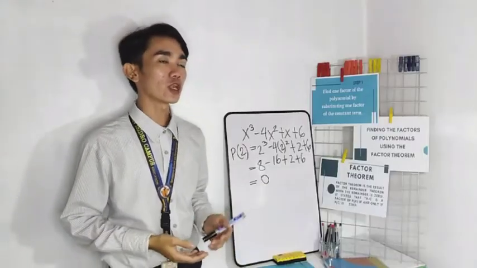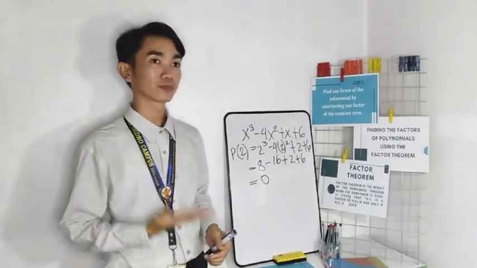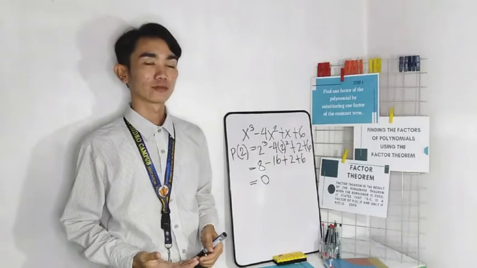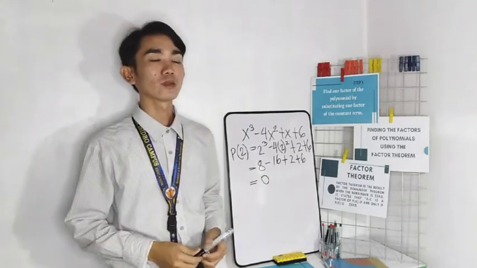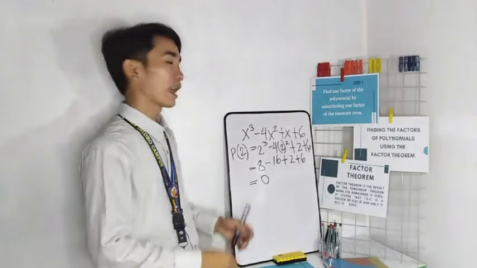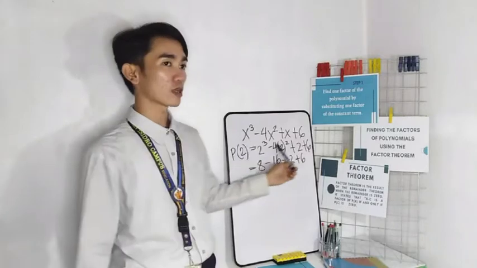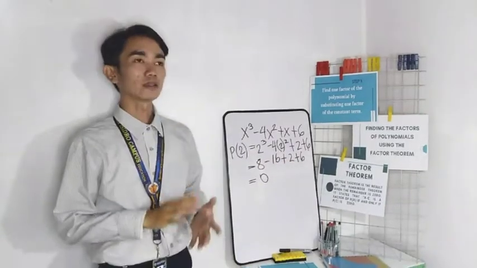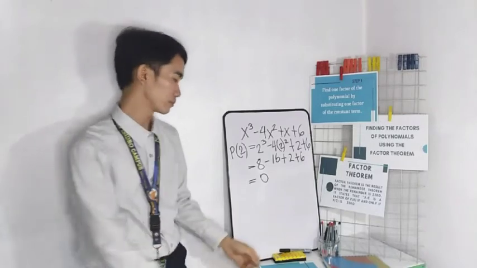So what can you say about x equals 2 or x minus 2? Yes, Julius. Very good. X minus 2 is a factor of this polynomial. And that is how step 1 works. So let's proceed to the next step.